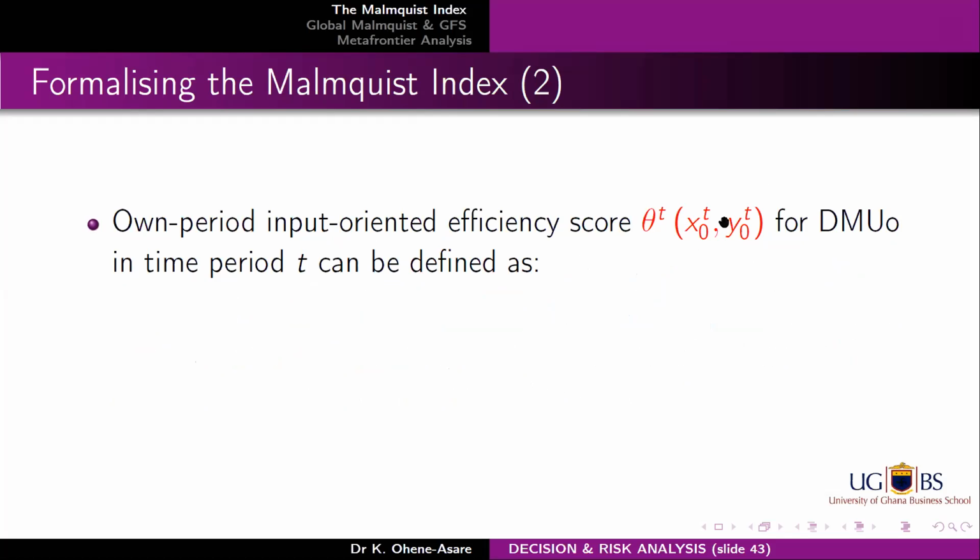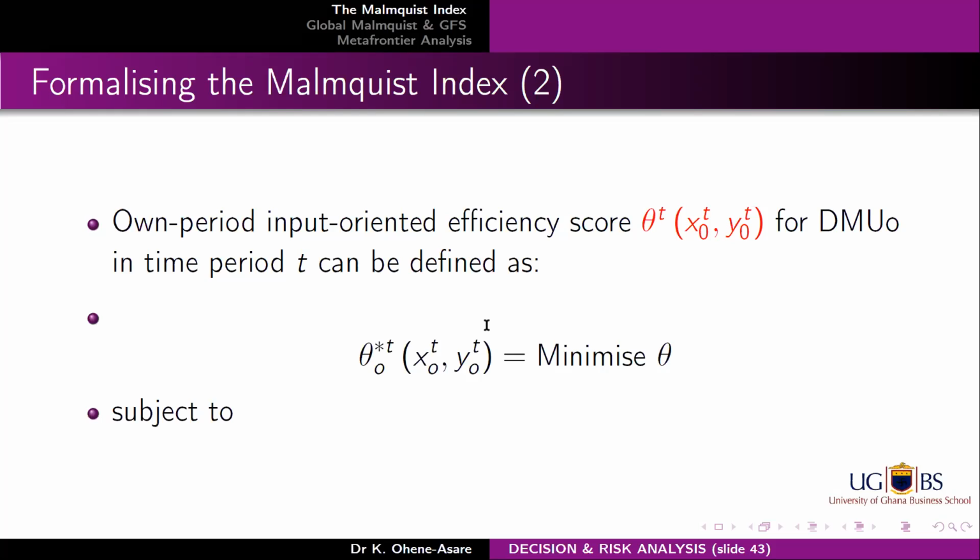Everything is T, own period. So this is defined as the efficiency of DMU naught relative to frontier T. The efficiency of an evaluated DMU in time period T relative to frontier T is the own period efficiency score for a DMU in time period T.